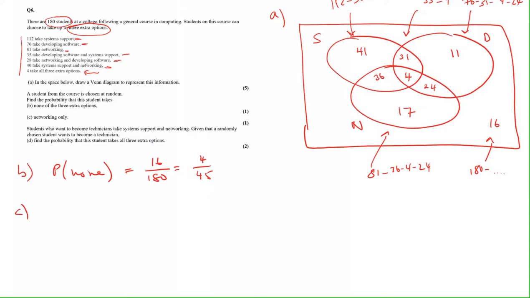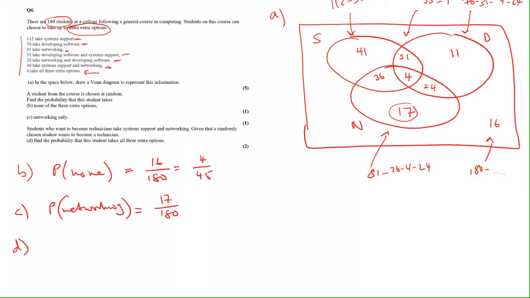Part C says networking only. Networking only refers to this number here, so not in any other circle. So networking only is going to be 17 out of the 180 students, and we can't simplify that, so we'll leave it.